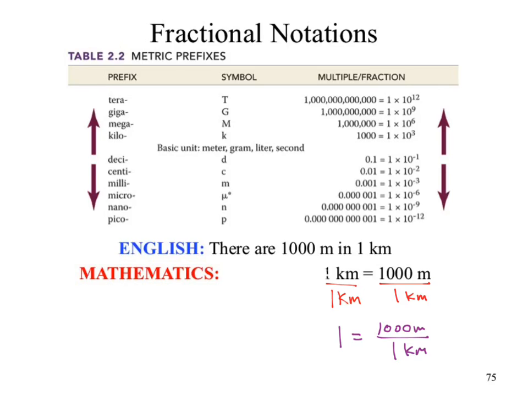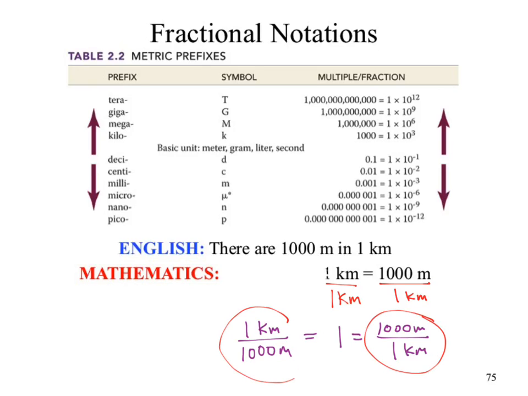What I've now generated is a fractional notation. I can now show a relationship between 1,000 meters and 1 kilometer. Did I have to divide both sides by kilometers? Nope. I could have done it the other direction.